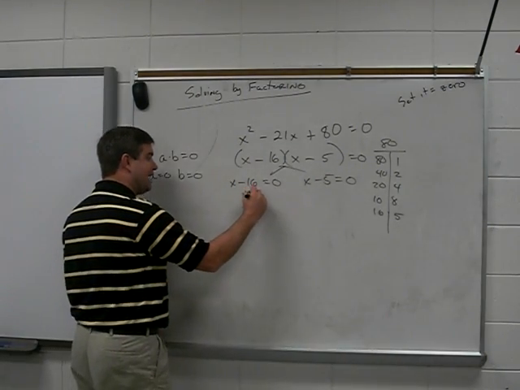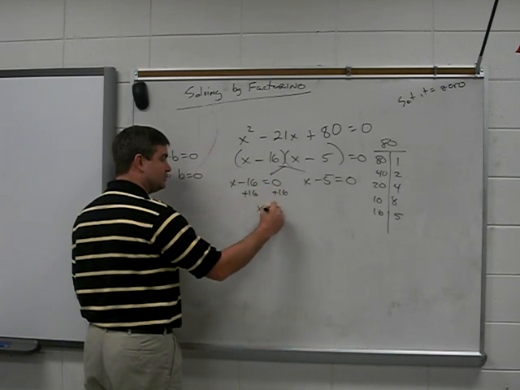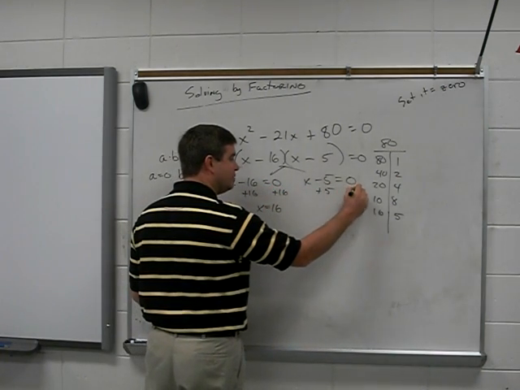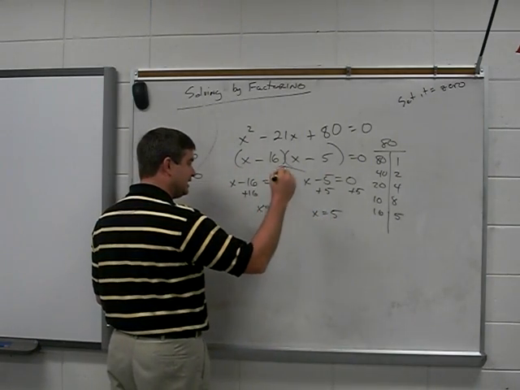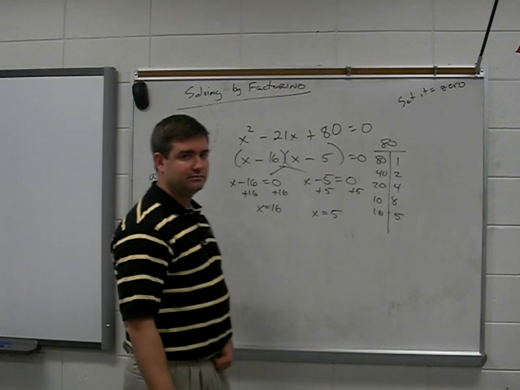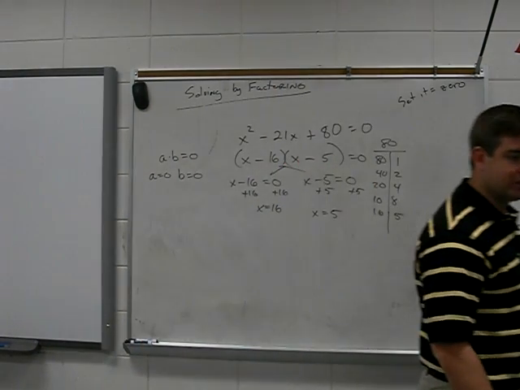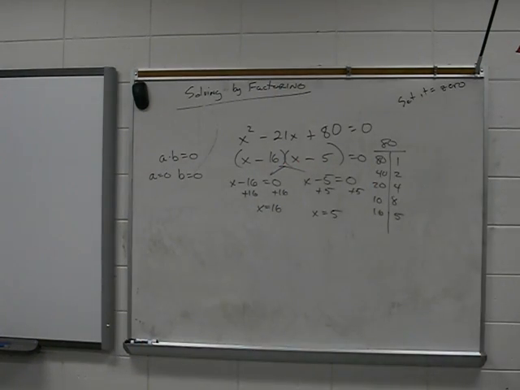Then I simply add 16 to both sides, x equals 16. I add 5 to both sides, x equals 5. x equals 16, x equals 5. I have solved the quadratic by factoring. We have other methods, but if it factors, factoring is the easiest way to solve a quadratic. All right?